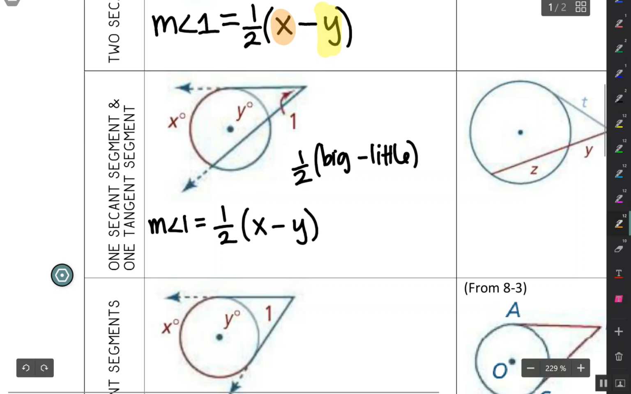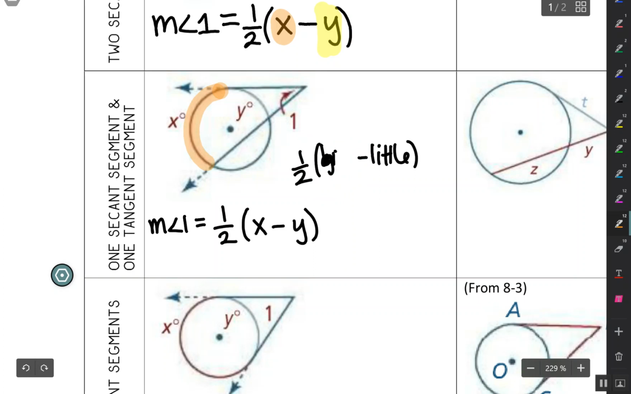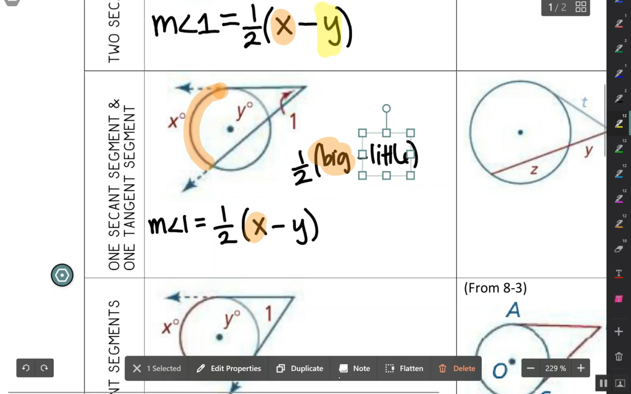This time the big arc is going to be here. It's the x. So there's the big arc, there's x, and we have the little arc, which is y. Now the little arc and the big arc actually touch at this point right here. That's one difference.